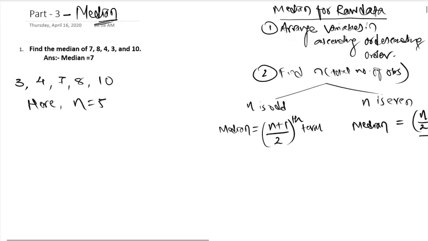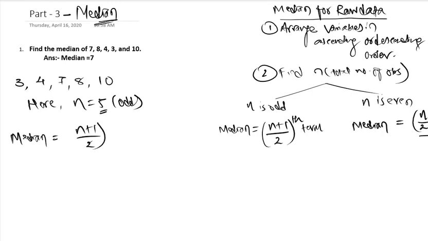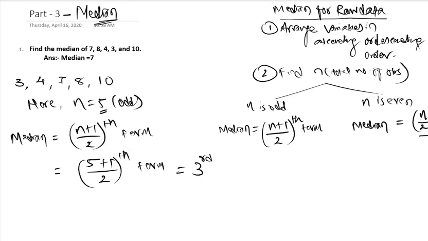Now let us apply this and understand how to solve this question. Here we got n, right? N is 5, which is odd. So what will be the median? Median will be, according to the formula, n plus 1 by 2th term. Now please understand what do you mean by that. N is 5 plus 1 by 2th term. 5 plus 1 is 6 and 6 by 2 is 3. So third term.